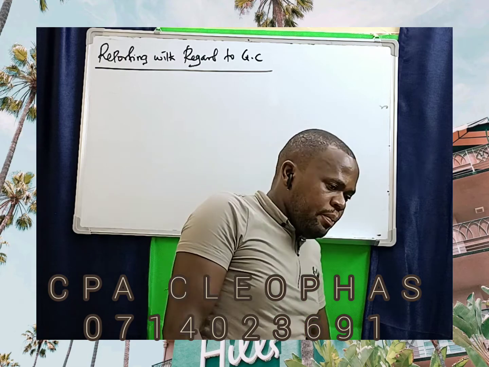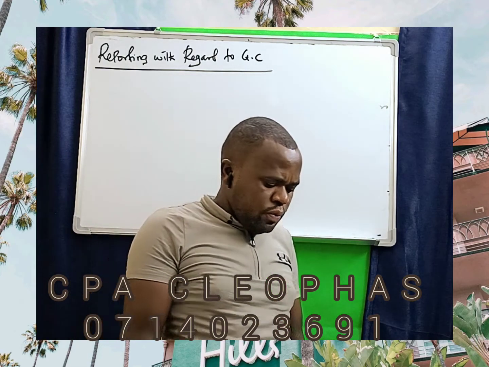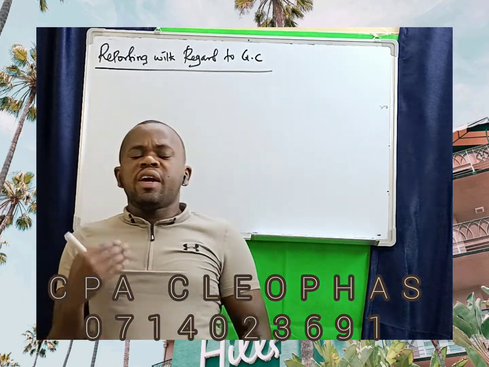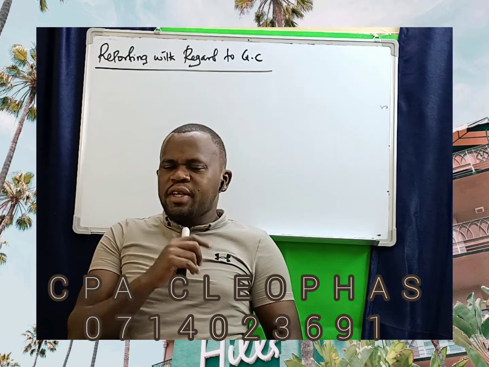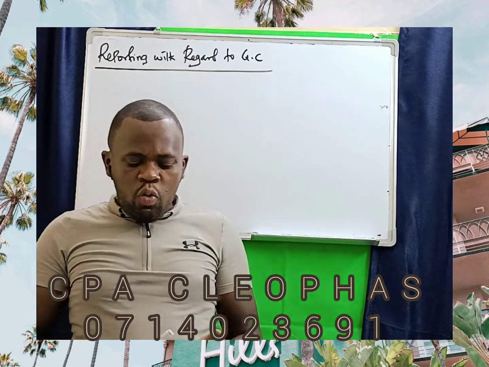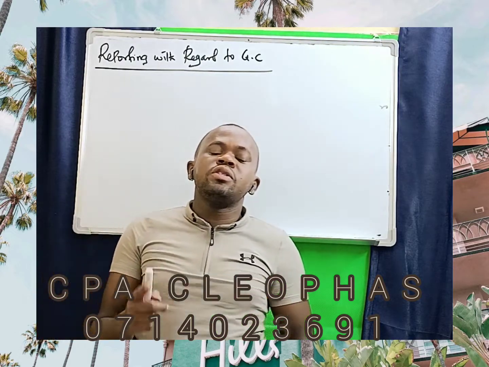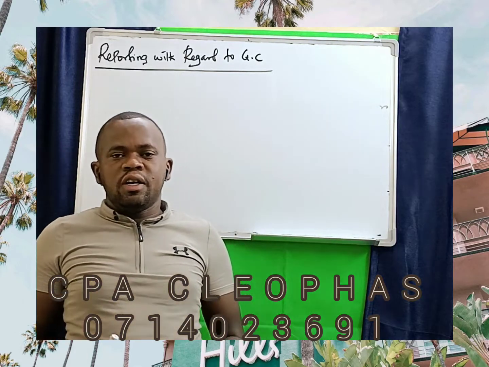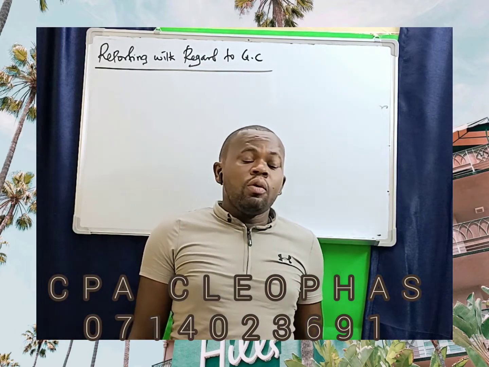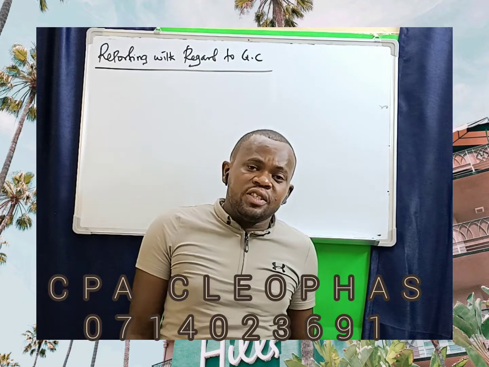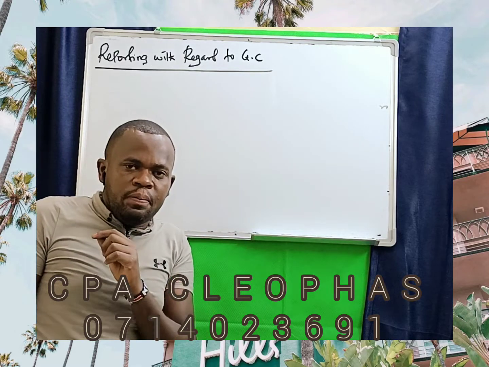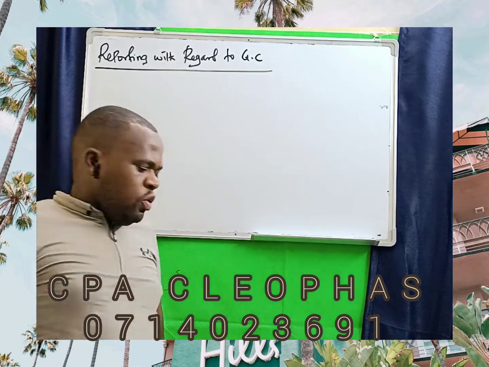And this is what normally happens when reporting with regard to going concern. If the auditor finds that the going concern assumption is questionable, he needs to consider whether that entity has disclosed that matter or the going concern problem. So that is the first thing when it comes to reporting: to consider whether the going concern is questionable. And if it is questionable, what should the auditor do?